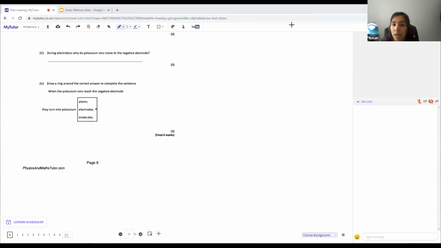Yep, the electrodes can be graphite. So remember, graphite is a carbon compound. So same thing pretty much.